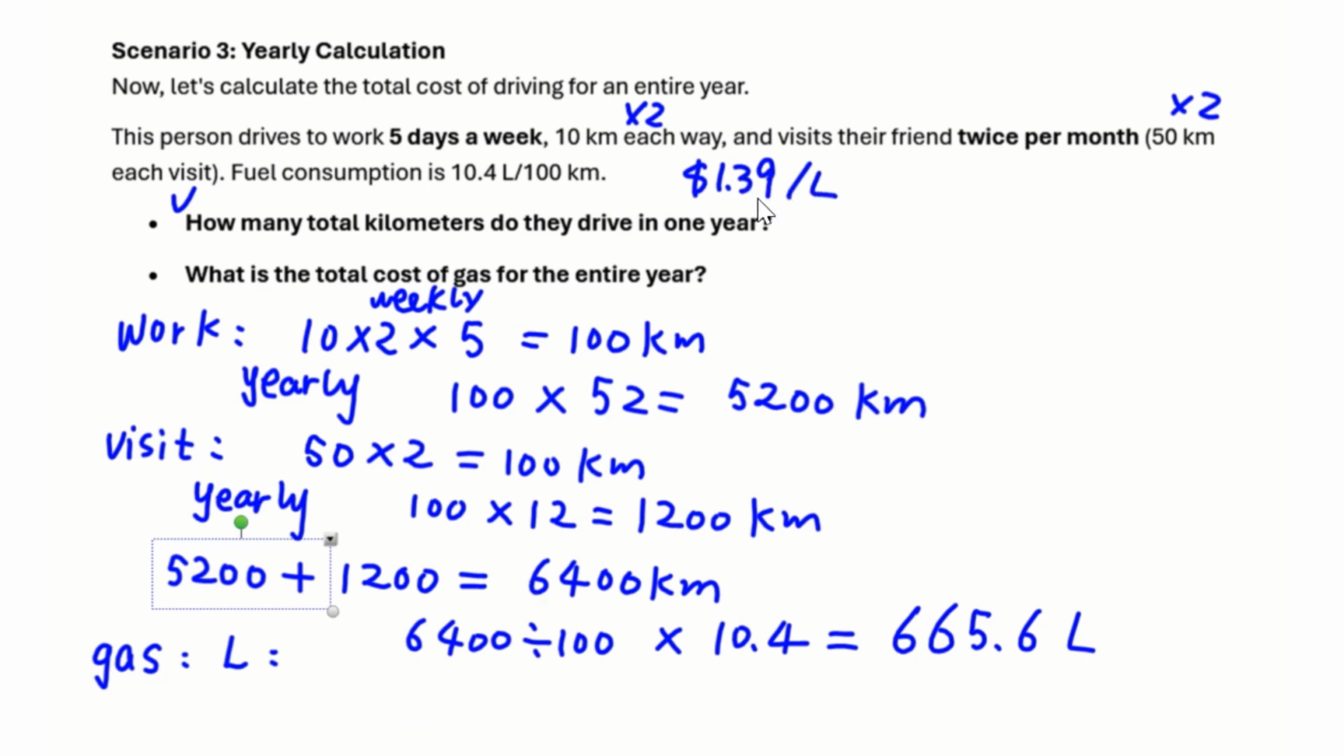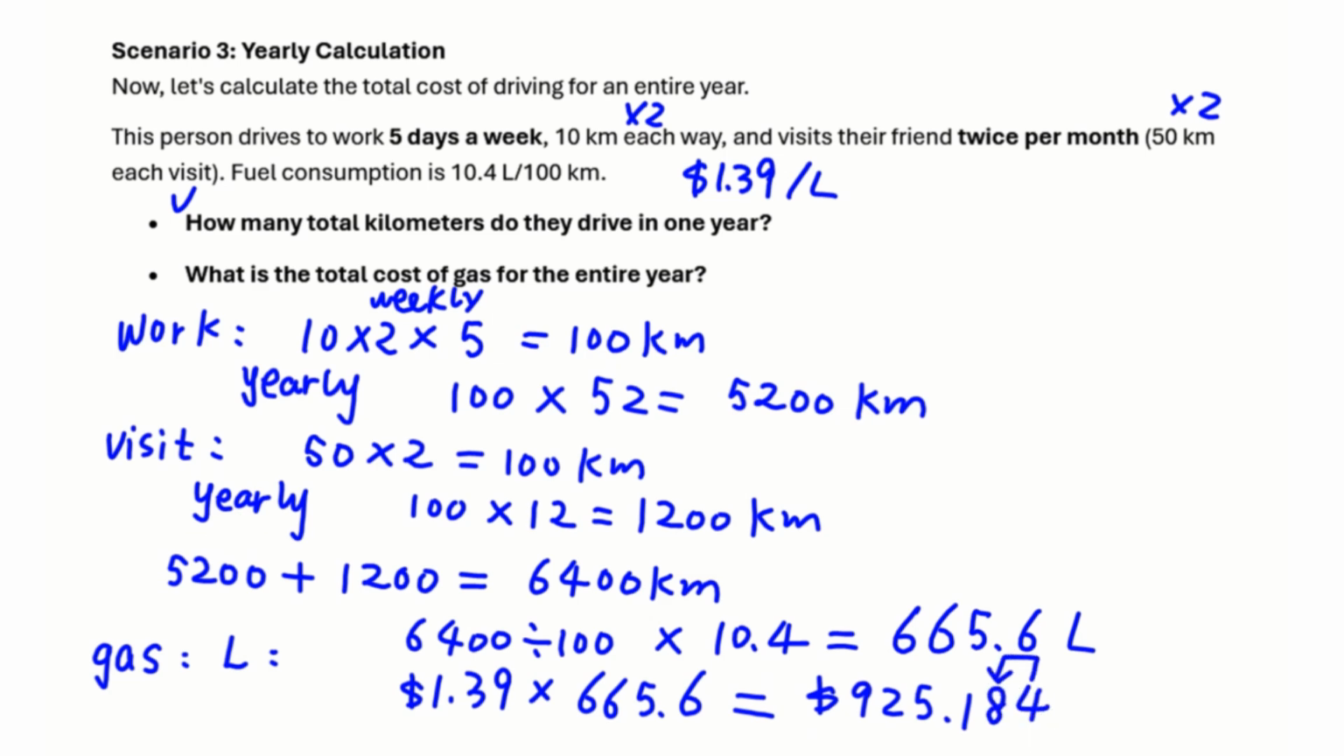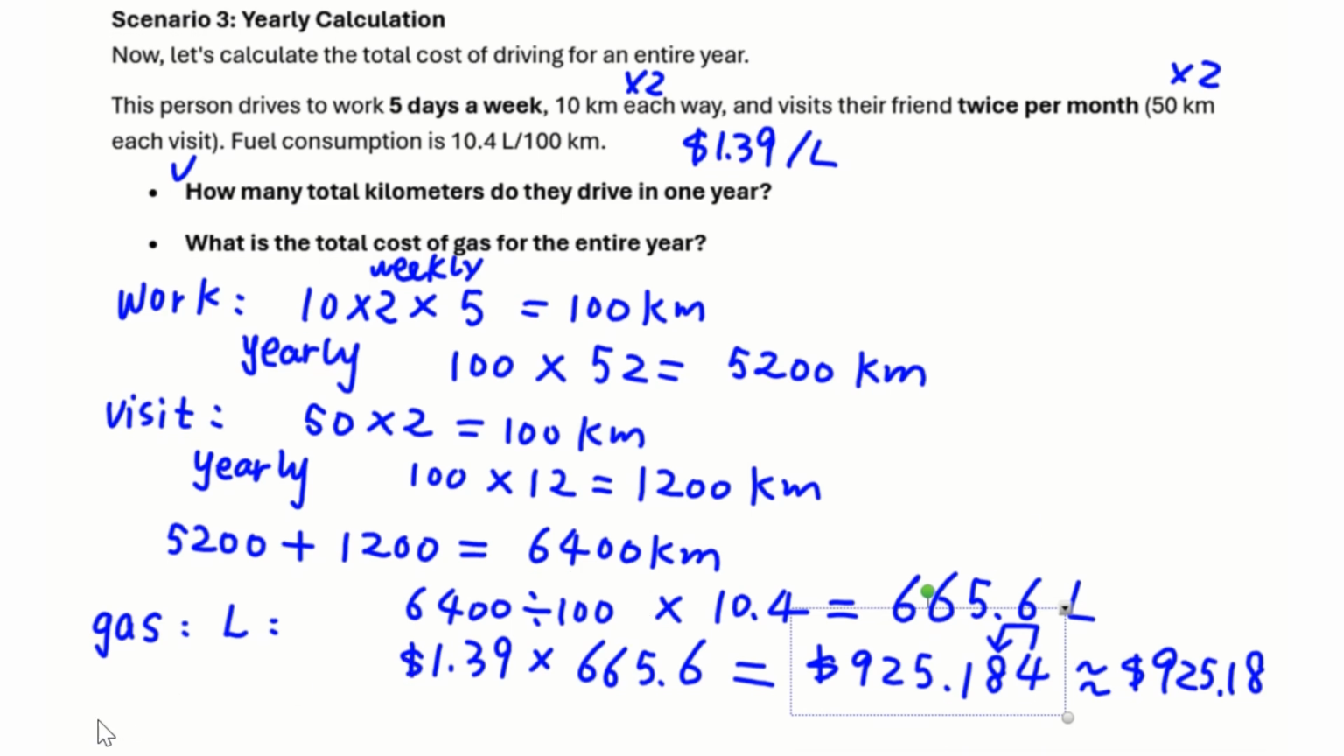Then each liter we use the same gas price again, 1 liter $1.39. So 1 liter, we have 600 something liters, we times unit price with the quantity, so $1.39 times 665.6 liters. Then you will have the total cost for the gas. It is $925.184. So the 4 is less than 5, we round off, so we don't change. It's $925.18. Then after that, we just write the statement.